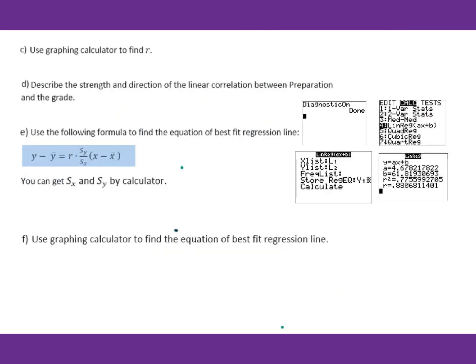Let's go to C. Use a graphing calculator to find the R. First of all, remember to put the diagnostic on. Then go to Stat Calculate, go to 4, Linear Regression ax plus b. L1, that's for X, L2, that's for Y. Store regression equation in Y1. Then press enter, you will get this. This is R, 0.881. We already described this, that's a high positive correlation.